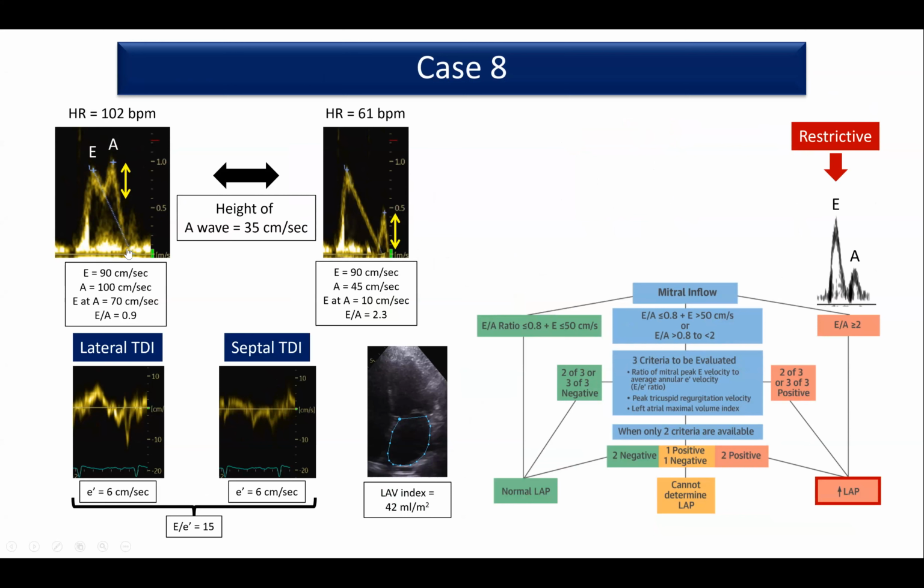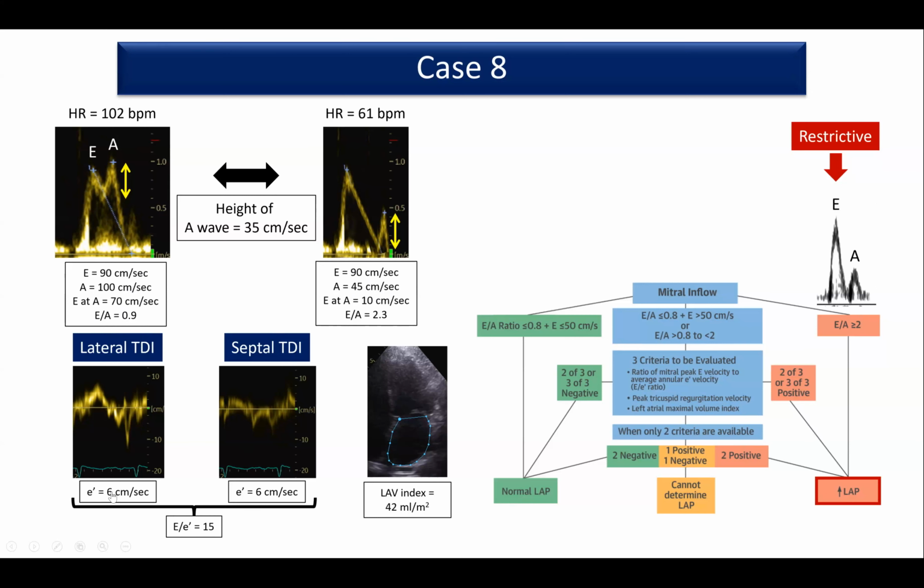So if you slow down the heart rate, the E velocity will remain the same at 90, but the A velocity, which is 100 centimeters per second here, is only 45 centimeters per second. Why? Because this is the height of the A wave. It starts here and it ends here. So your E to A ratio at 0.9 is now an E to A ratio of 2.3.